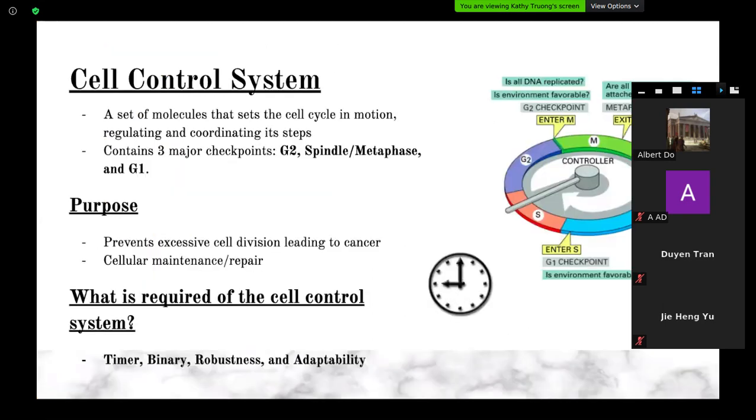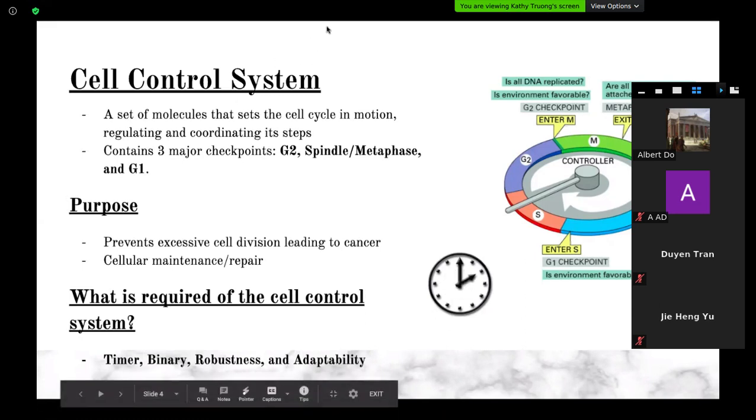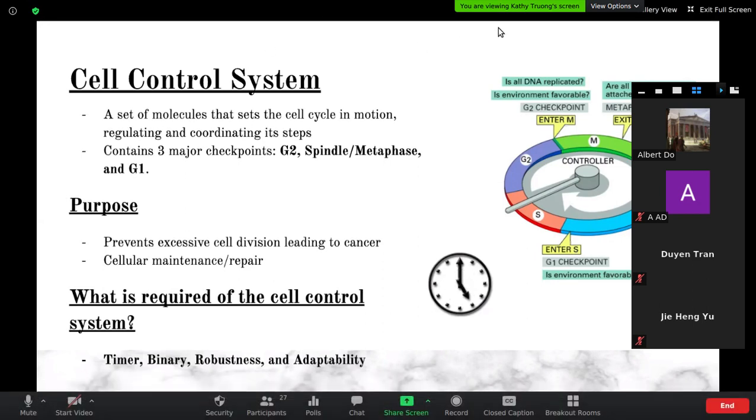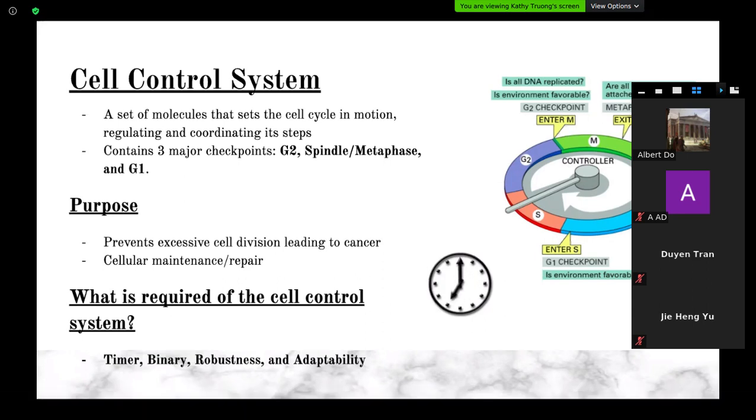As mentioned earlier, the cell cycle and its control system are incredibly important. Without this type of cell cycle regulation, cells may divide excessively, leading to cancer. On the other hand, if the cell cycle is not completed, new cells won't be able to replace damaged ones. In summation, the cell cycle control system is a set of molecules that sets the cell cycle in motion, regulating and coordinating its steps. It contains three major checkpoints: the G2, spindle, and G1.